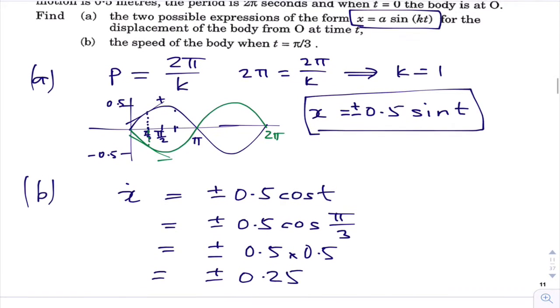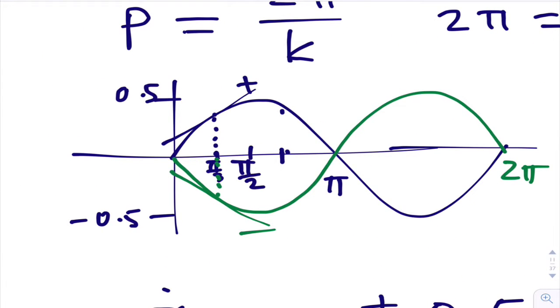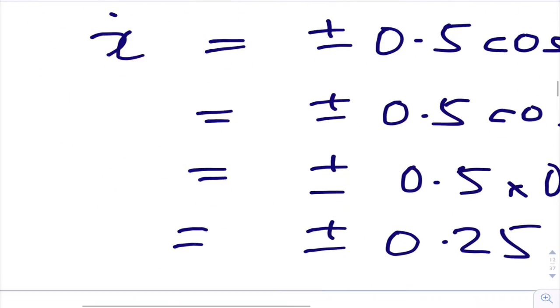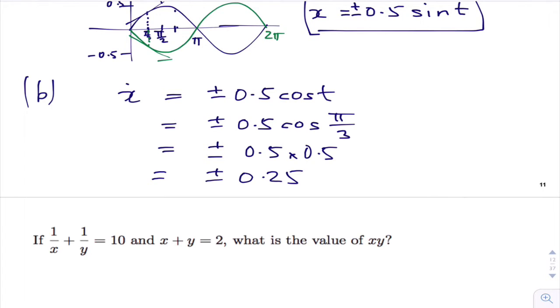So it really depends on which equation it is as to what the velocity is. And I've shown that on the graph here. In one case the velocity is positive, and in the other case it is negative. But the question says what's the speed? And remember, speed is just the modulus of the velocity. So I'm asking for the speed here, so there is only one answer, 0.25 meters per second.